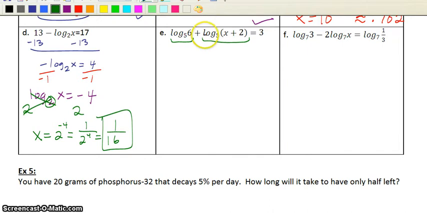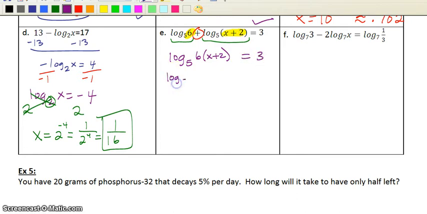So think back to your properties, look back in your notes if you need to, try to remember a plus sign. What does that mean? Which property was it? It was the product property, which said if I see that plus sign there, both of these pieces get multiplied together. So now I have 6 times x plus 2 right here.